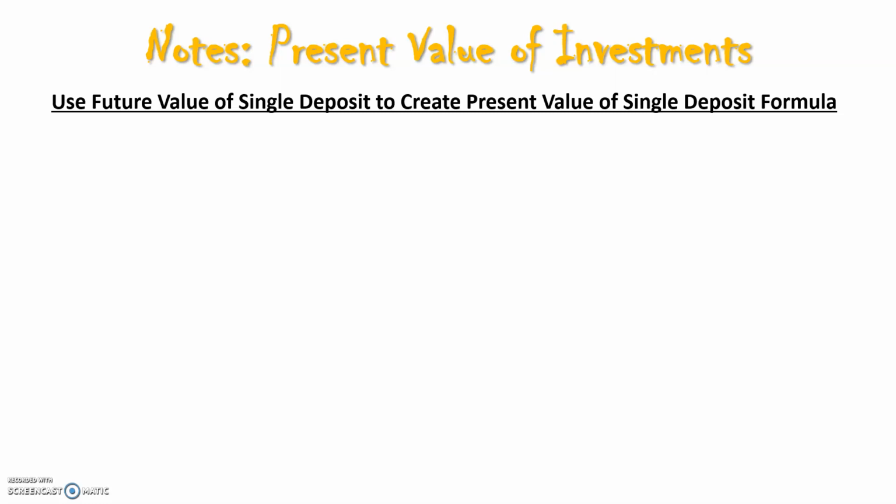Now, what we're going to be doing is using our future value of a single deposit formula to create what's called the present value of a single deposit formula. Now, remember, this formula is used to find the balance of an account when we put one single deposit into this account one time over a specific amount of time.